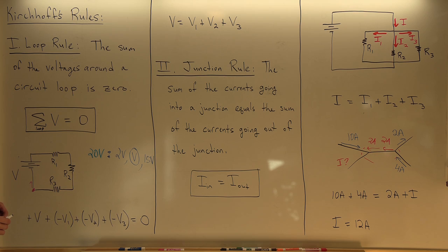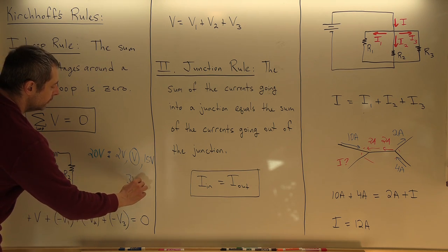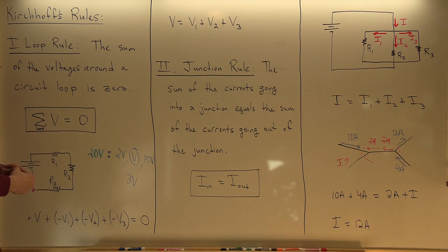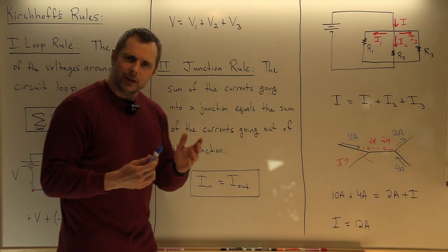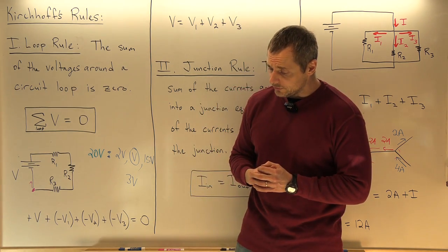What's this one? Well, these have to add up to the battery's voltage according to the loop rule. So we've got 17 volts. What's missing is 3 volts. You could have written it as an equation using this, plug in and solve for the 3. Real easy again. The point is you just use the rule to solve for the unknown voltage.